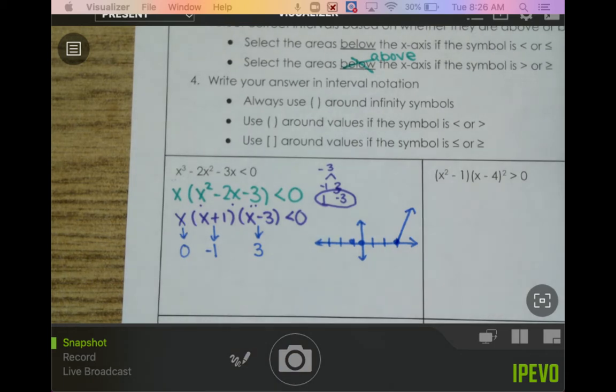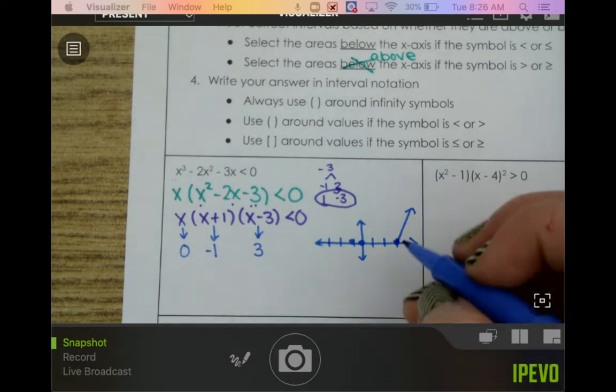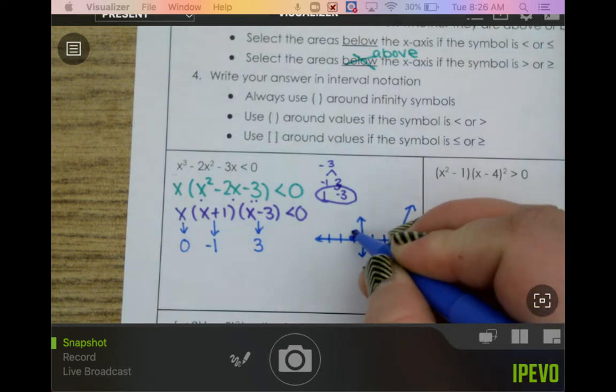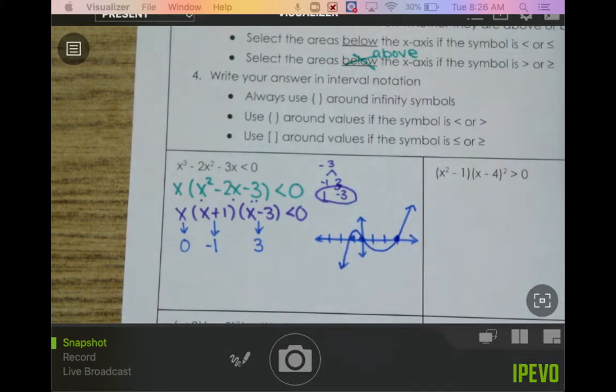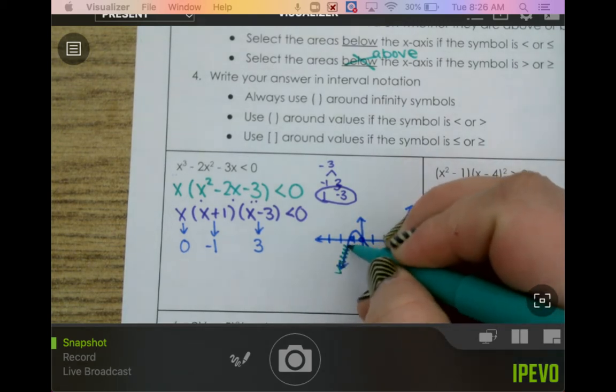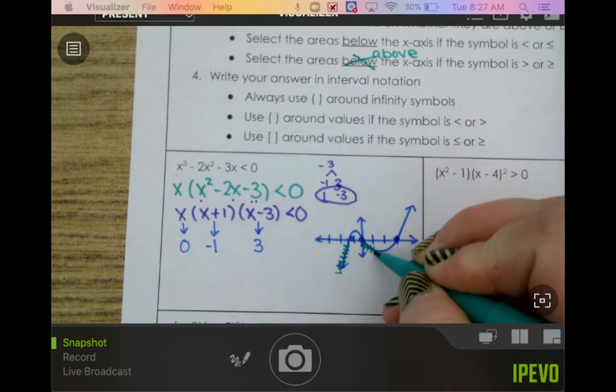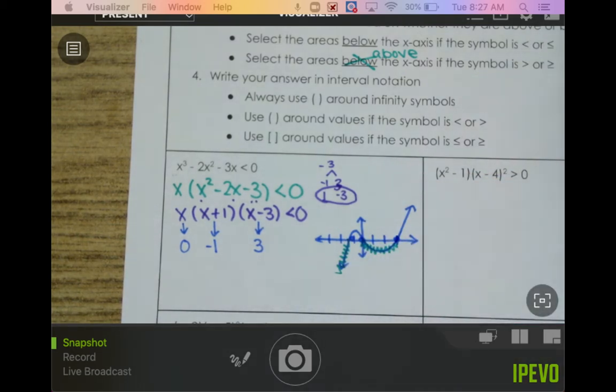We don't have any double roots on this one, so it's going to go all the way through them like this. And then we had a less than symbol. Less than means I care about the parts that go underneath. So I care about this part, and I care about this part. Always sketch the polynomial first, otherwise it's going to be really hard to tell.